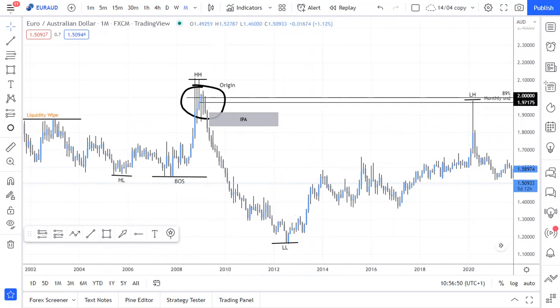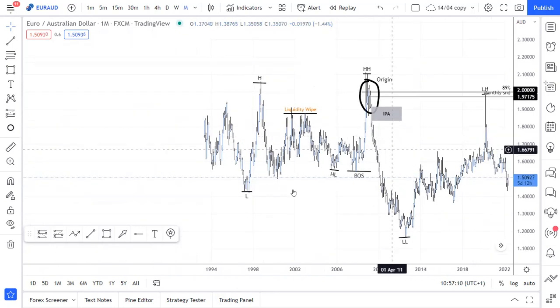So we can move on to our next section, which is number 6. We can mark out any equal highs and equal lows, as well as any retail trend lines, etc., where price is looking to wipe out that liquidity.